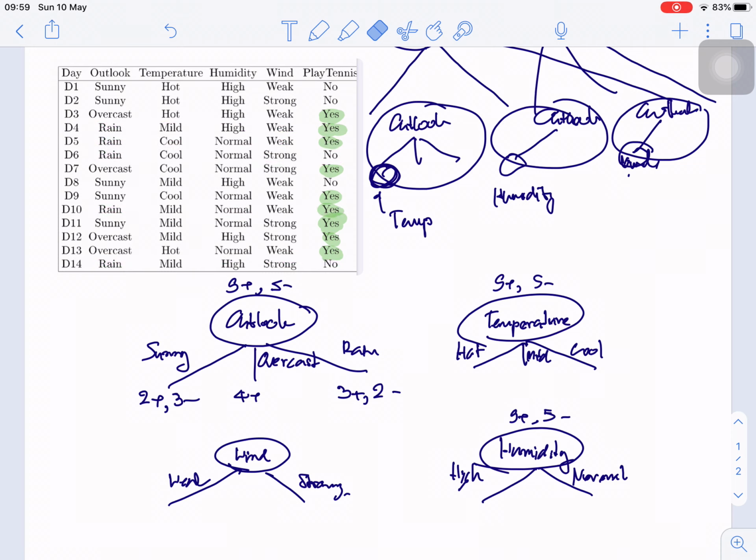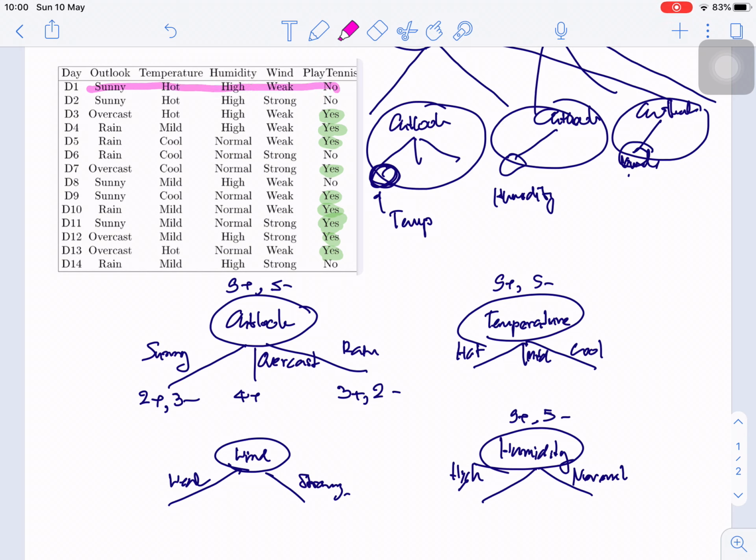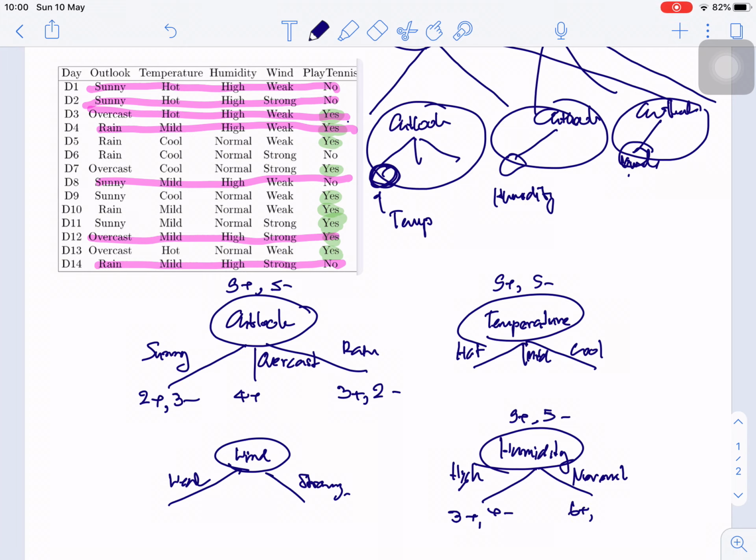If we look at humidity, for high, the humidity is high. 1, 2, 3, 4, 5, 6, 7. There are 7 high and 7 normal. In 7 high, there are 1, 2, 3, 3 yes. So 3 yes and 4 no, right? And for the normal, it is 6 yes and 1 no.